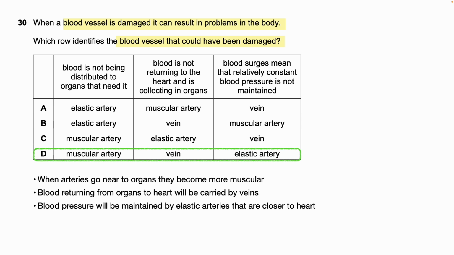So the blood is not being distributed to organs that need it, so the arteries which are near to the organs will be more muscular in nature. Then blood will be collected by veins that are returning to the heart. Then for the blood surges, where relatively constant blood pressure is not maintained, blood pressure will be maintained by the elastic arteries which are closer to the heart.